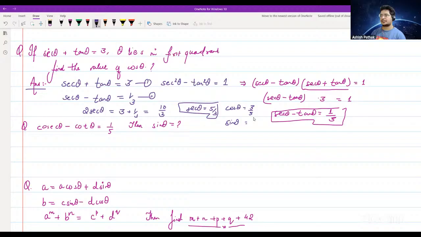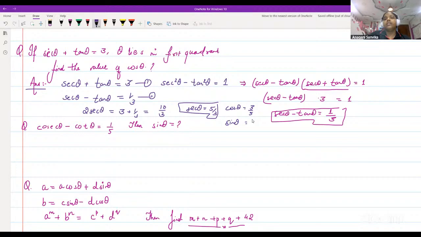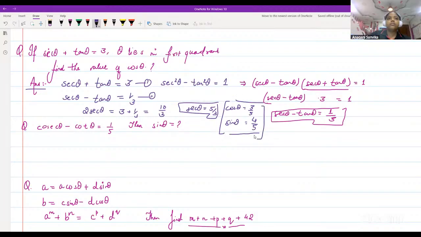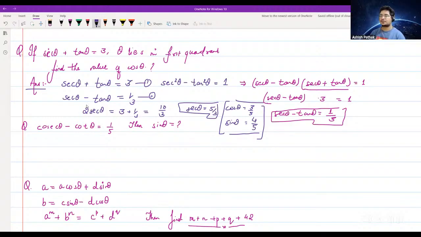And if I want to write sine theta, then what's the value? 3, 5. It's a Pythagorean triplet, 3, 4, 5. So sine theta will be 4 by 5. Have you understood how we got this answer? Okay, that's how we have to solve. Now, use the same step, don't change anything, and try to find the answer for the next one.